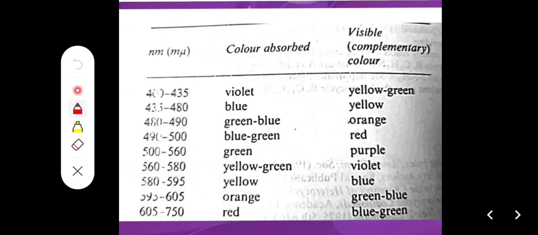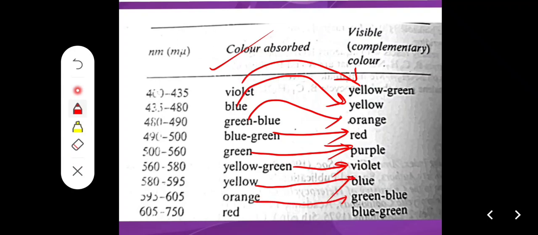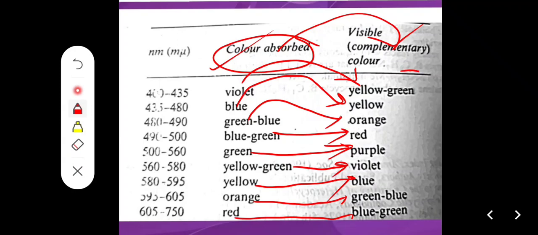Now we have to know the complementary colors. If the color absorbed is violet, the complementary color is yellow-green. If blue, the complementary color is yellow. If green-blue, the complementary color is orange. Blue-green, the complementary color is red. Green, the complementary color is purple. Yellow-green, the complementary color is violet. Yellow, the complementary color is blue, and orange is green-blue. So this is the color absorbed and its complementary color.